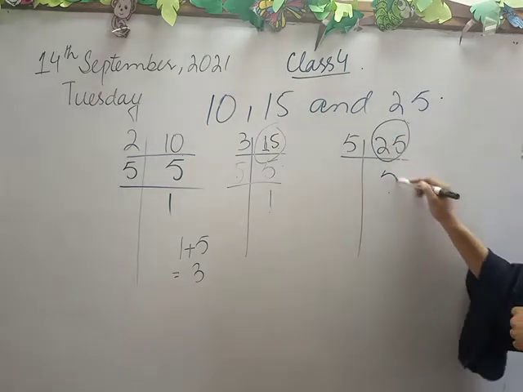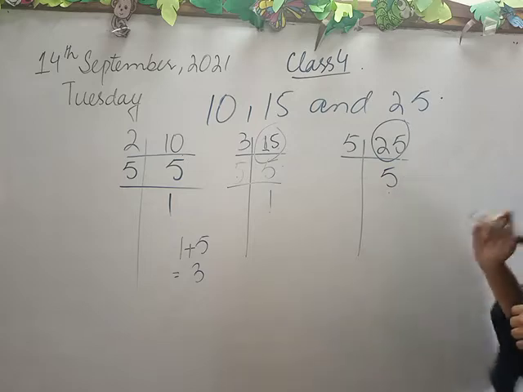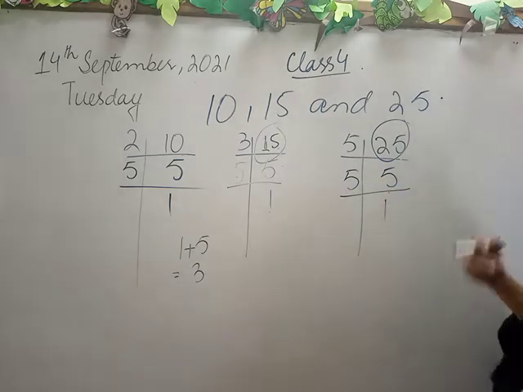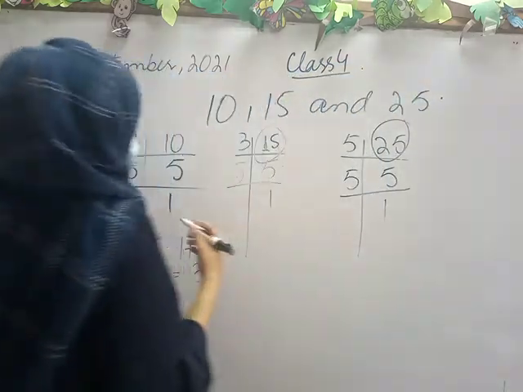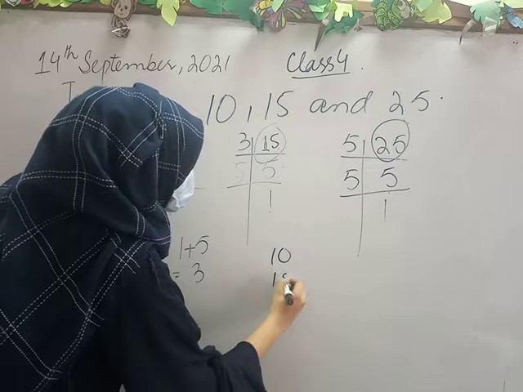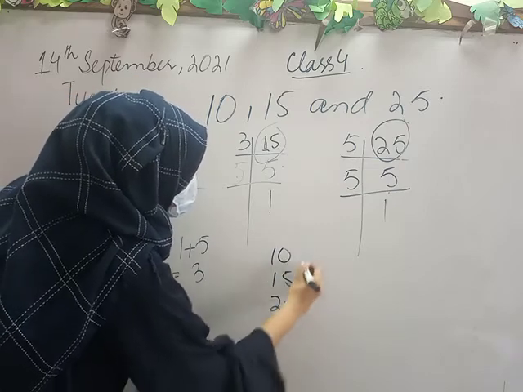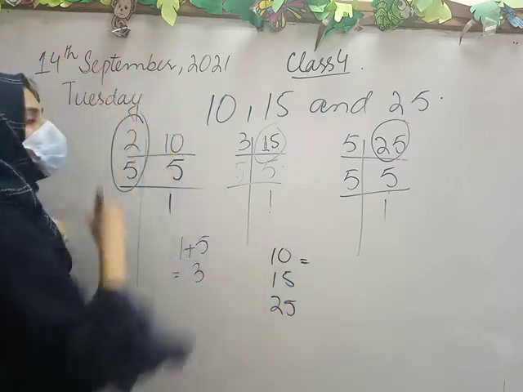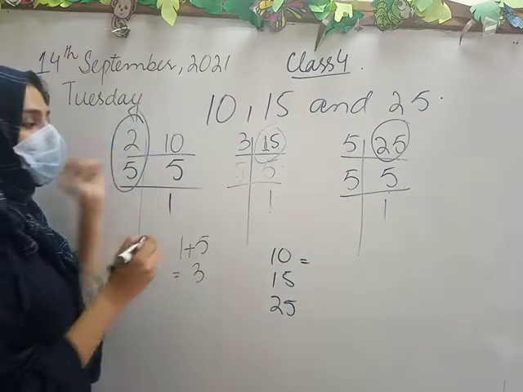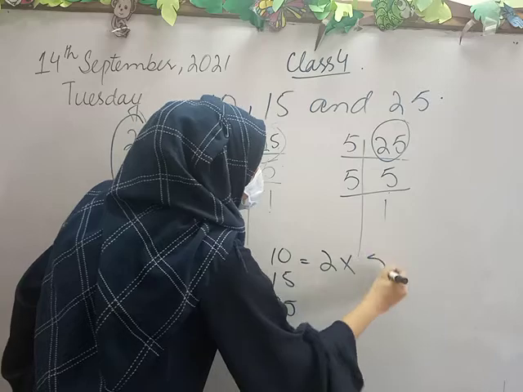Very good. 5 times. Fine. Now 5 is a prime number. I will take 5 1 times. Now class, in the next step I will write all the numbers: 10, 15 and 25. I will multiply the numbers which are common in it. In 10 we have 2 into 5.